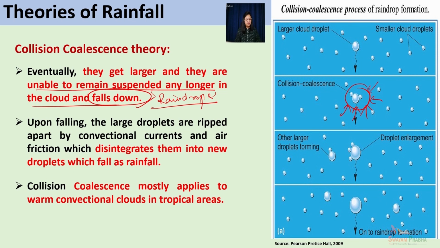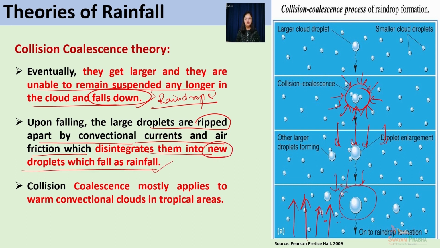Because these droplets have become so big, the large drops have absorbed smaller droplets. These smaller droplets are also swept by larger droplets. All this leads to an increase in size of the large droplets, which become raindrops, which fall as rain because they cannot be held in suspension by the rising air. And once they start falling, the large droplets are ripped apart by the convectional currents and air friction, which disintegrates them into smaller droplets, leading to copious precipitation in the tropical areas.